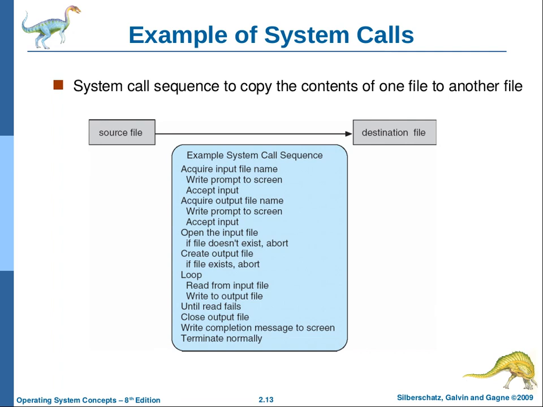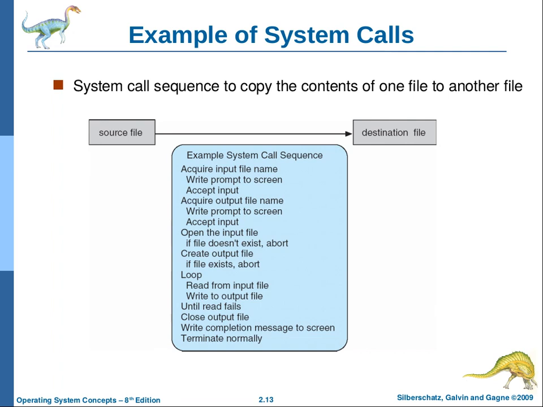Then you open it. If the file doesn't exist, abort. Create the output file. If it doesn't exist, abort. Loop. Read from input, write to output, because usually read and write have a set buffer for a certain number of bytes, and you have to keep looping until it fails, and you need to close it, write a completion message to the screen, and terminate normally.